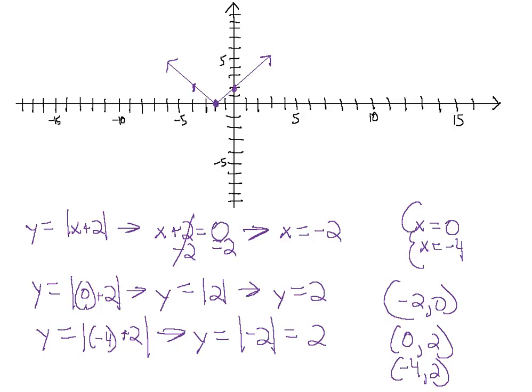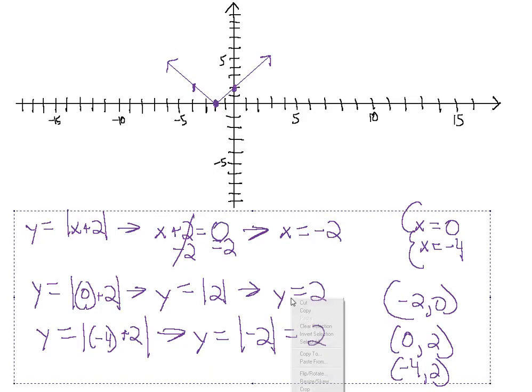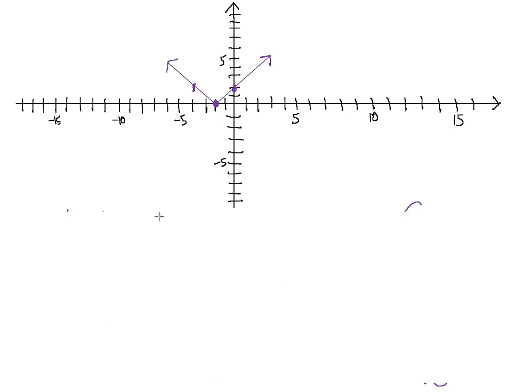All right, so not a whole lot to these. We just need to find a few points to plot, and then from there, we can simply draw our lines and connect them at the vertex. All right, let's take a look at another one. Let's take a look at the absolute value equation y equals the absolute value of x minus 5.